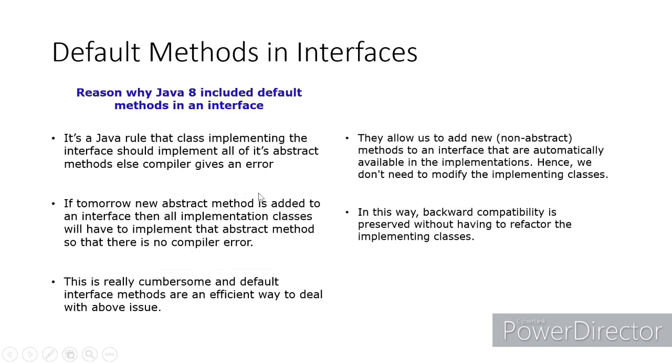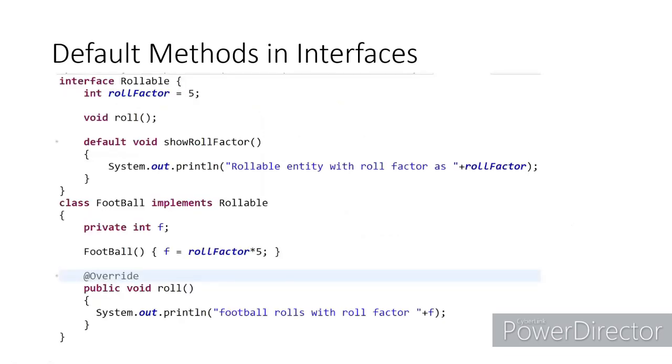So if tomorrow a new abstract method is added to an interface, then all the implementation classes will have to implement that abstract method so that there is no compiler error. That means I will have to implement that method inside my football class, tire class, and any other class which is implementing the rollable interface. This is really cumbersome, and default interface methods are an efficient way to deal with the above issue. How can a default method deal with the above issue? It's very easy. You have already seen that I have added a default method to it, and in my football class, there was no need to implement or override that default method.